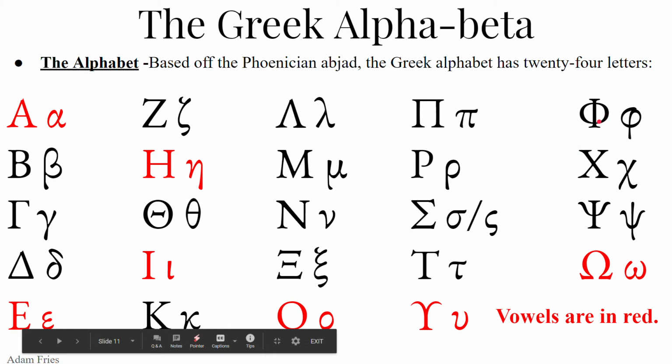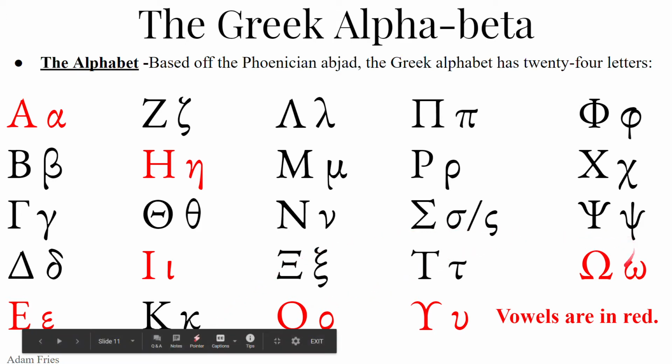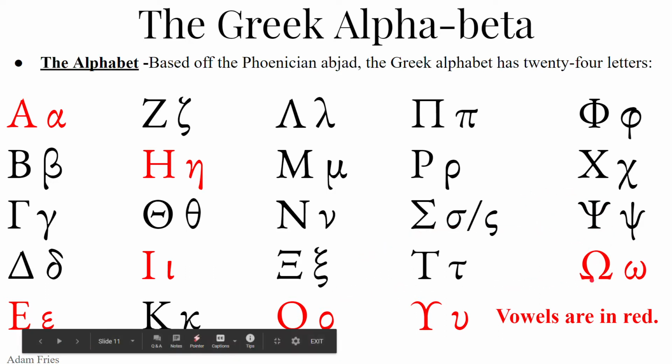Phi, as said before, is pi aspirated. Chi is kappa aspirated, so ka, kha. Psi is ps, a combination of pi and sigma. And then omega is the long form of omicron, where you have one omicron and another omicron. We've just lost the top part of it, and that is the little omicron, big O. So it's little o as opposed to big O.